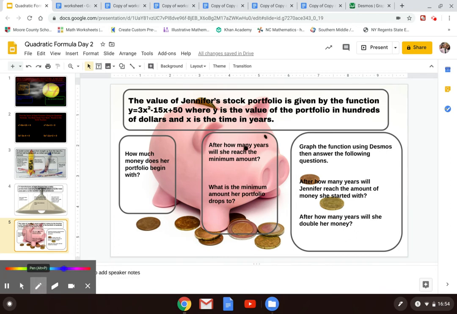All right, like I've already mentioned to you, the starting point is always your c value right here. That is your starting point. It is your y-intercept. Your y-intercept is always your starting point. So how much money does the portfolio begin with? It begins with $50 because that's your starting point.